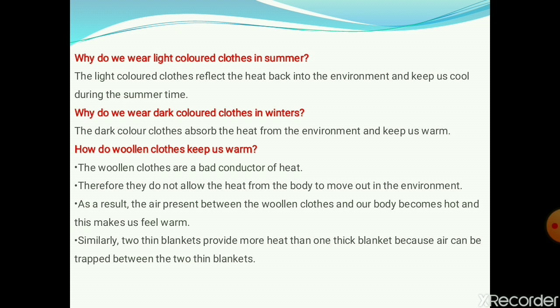Similarly, two thin blankets provide more heat than one thick blanket because air can be trapped between the two thin blankets.